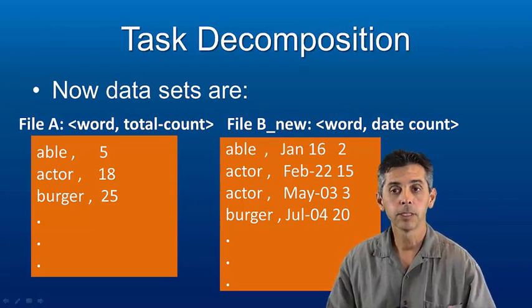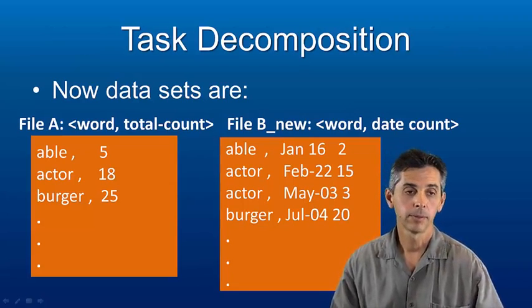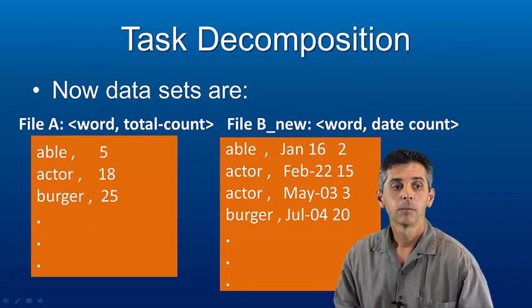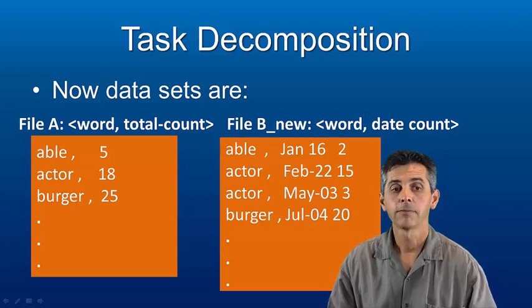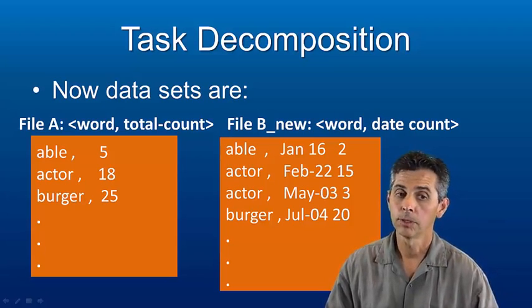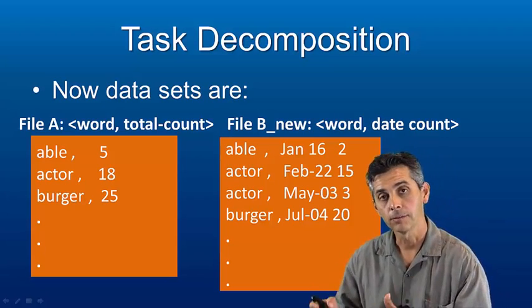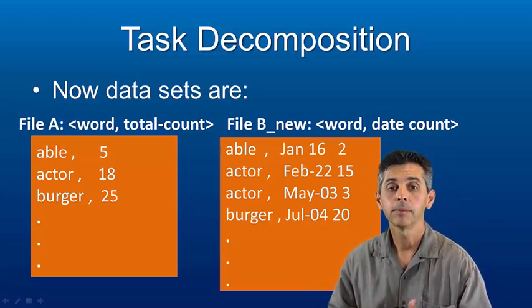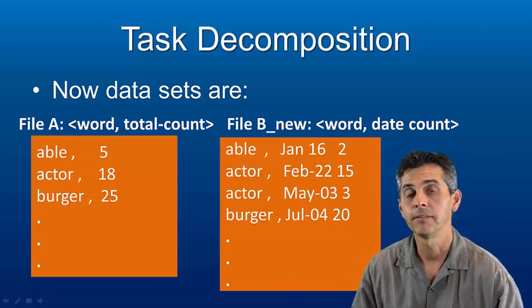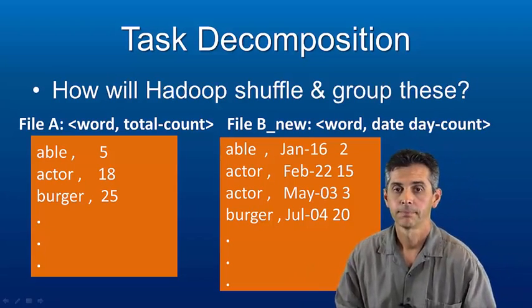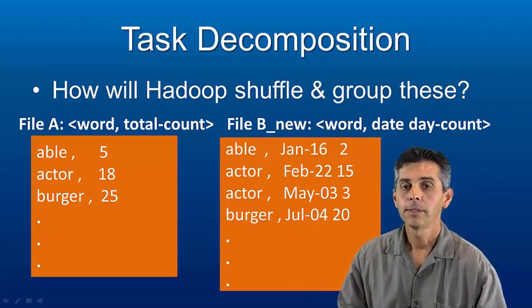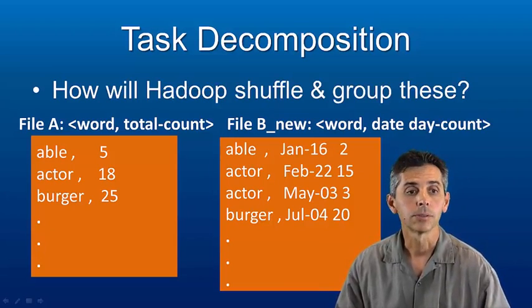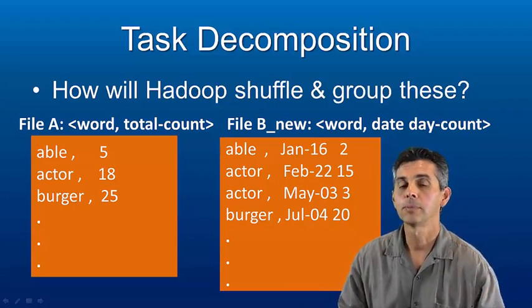So after filtering and moving the date field, we have the following data sets. File A is going to be the word and total count. File B is going to be word, and it's going to have the date and the count, the total count for that word, in the value part of the key value field. Now we can ask, what will Hadoop give to the reducers? How will it shuffle and group these together, for example?